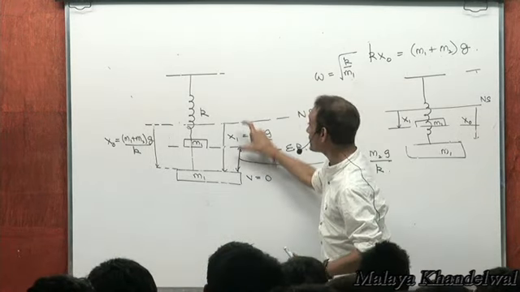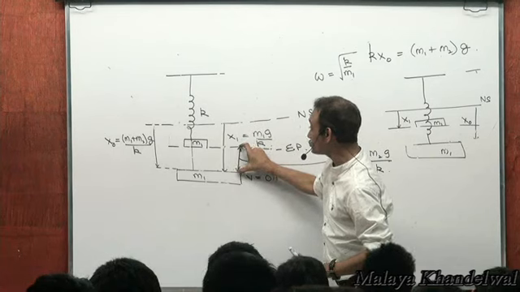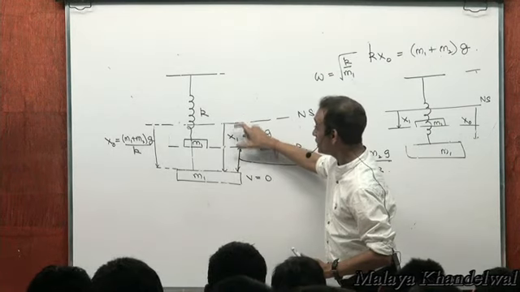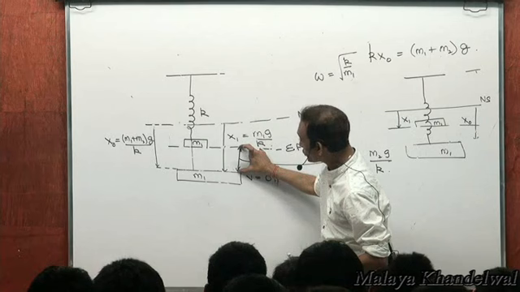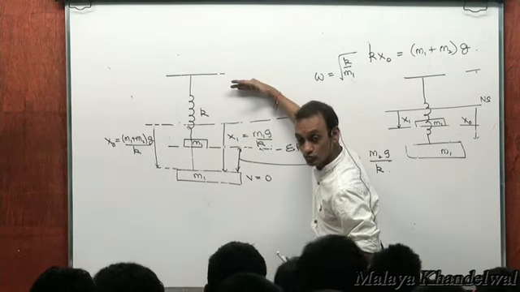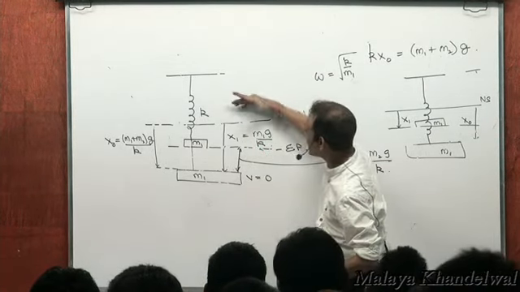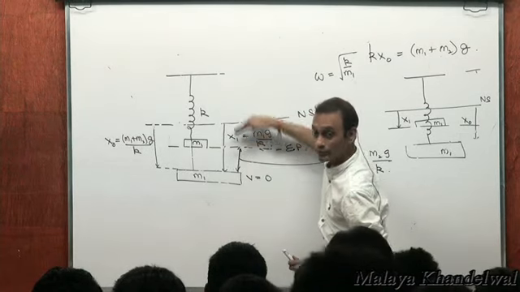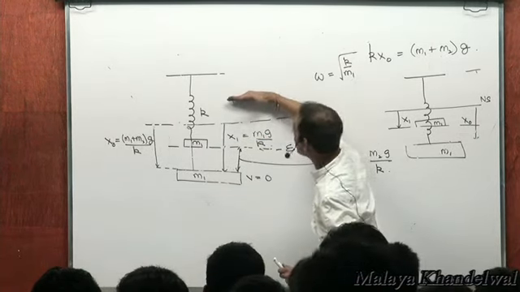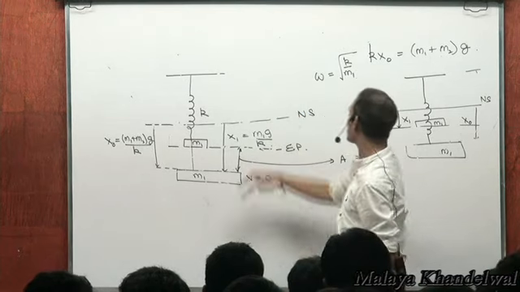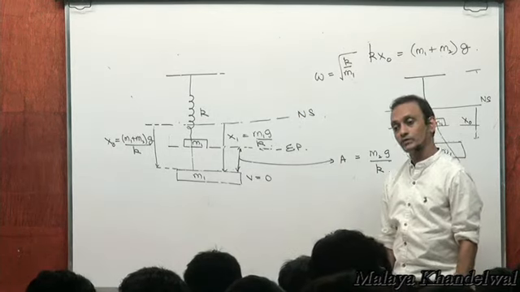If m2g is bigger than m1g, that means if m2g by k is bigger than m1g by k, then the amount by which it has gone down is the amount by which it has to move up. And if m2 is bigger than m1, then m2g by k would be bigger than m1g by k, and it will overshoot the natural length of the spring. It will compress the spring.